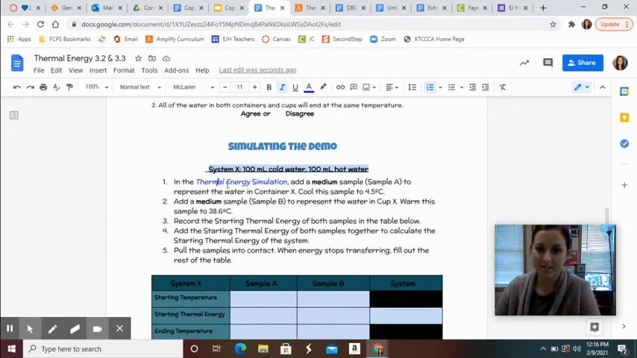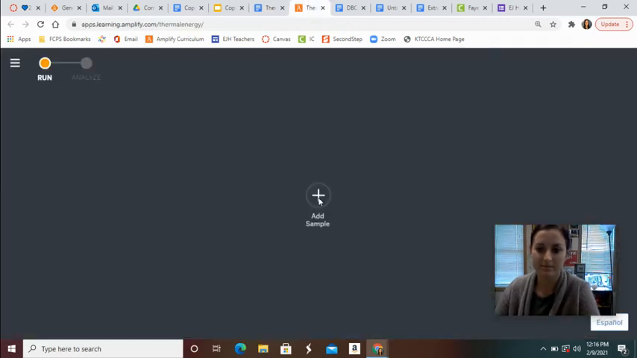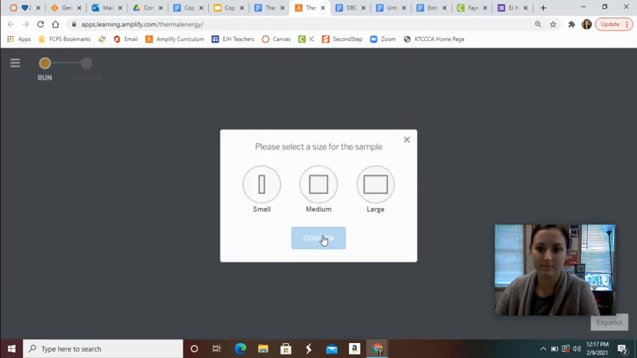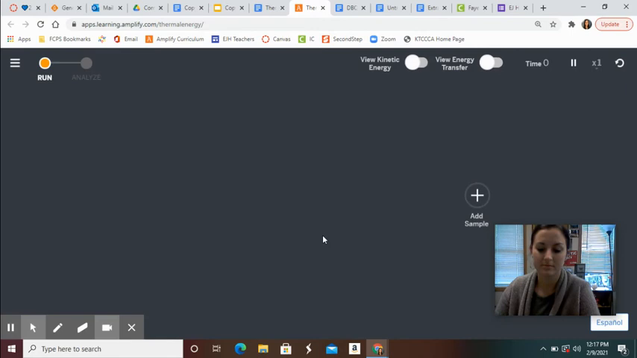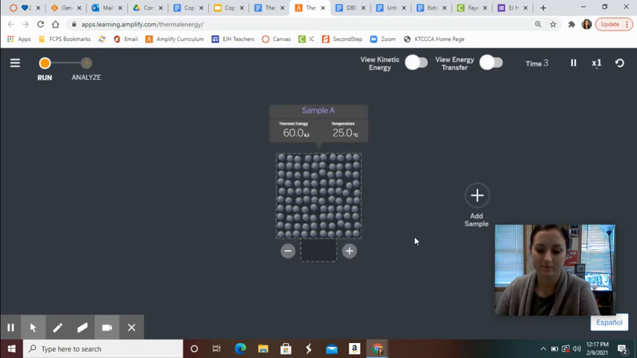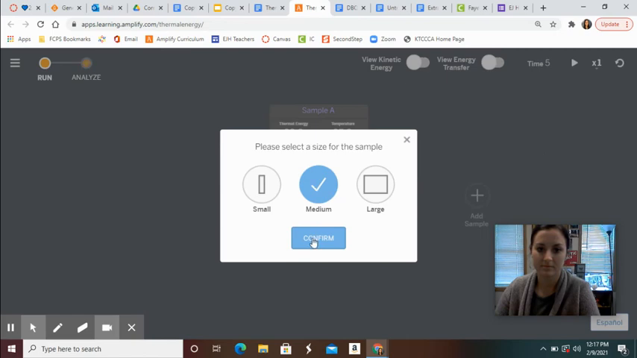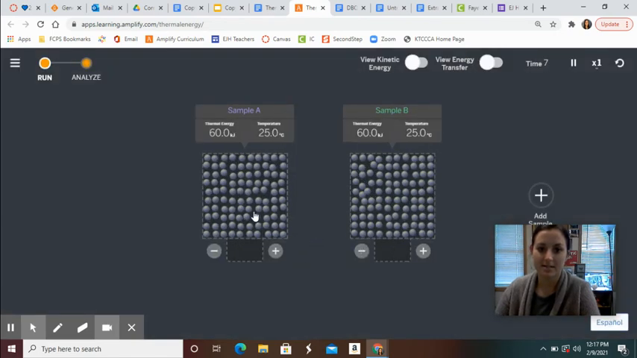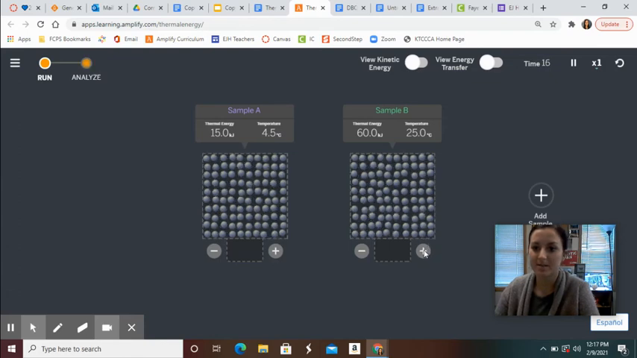So the link to the simulation is here, and you're going to see there are instructions to follow. You're going to add 2 medium samples. Sample A is going to simulate the water in the cup, so I'm going to make that go down to 4.5. And then sample B is going to be the hot water in the cup. So sample A is the container water, and then this is the hot water in the cup. And then I'm going to push them together.